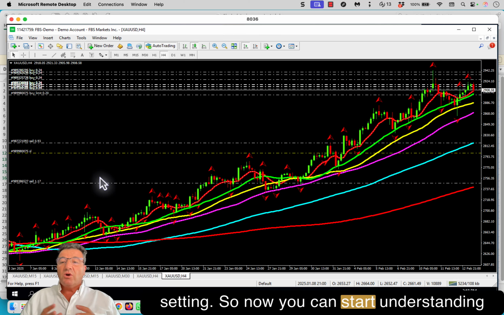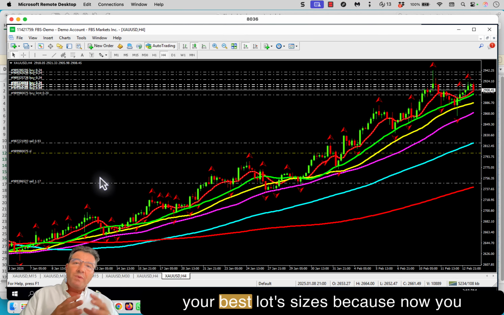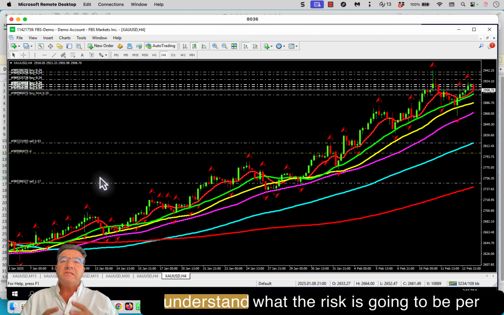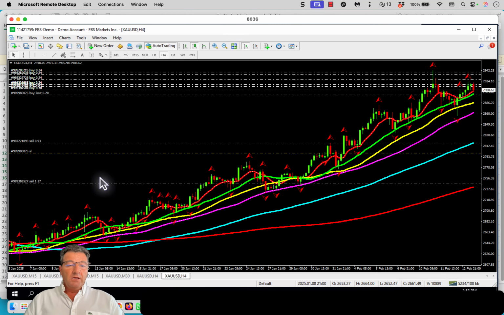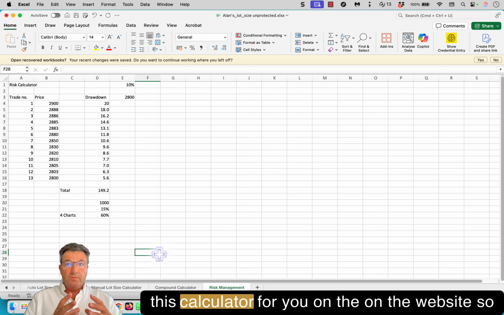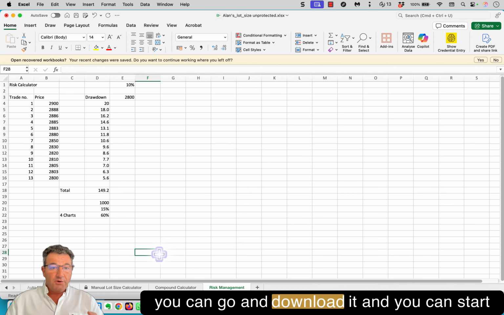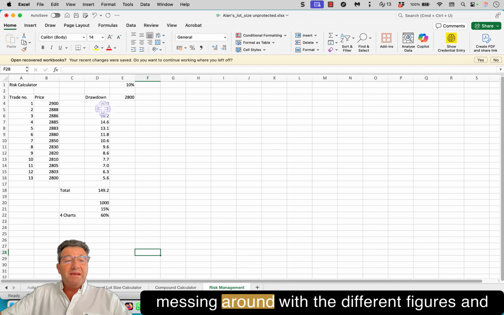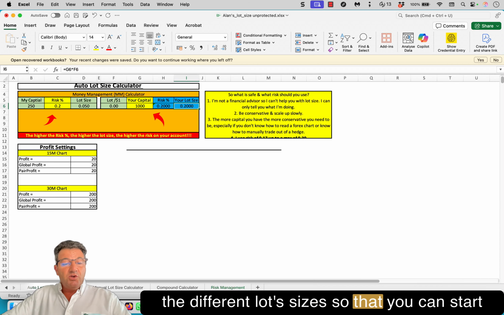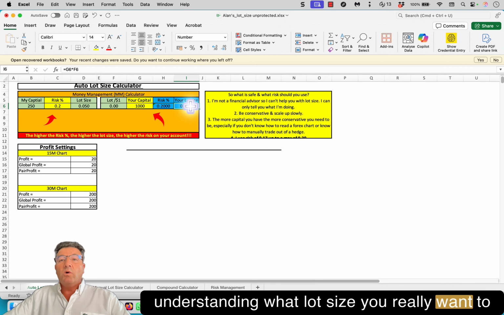So now you can start understanding how to choose your best lot sizes, because now you understand what the risk is going to be per trade. So what I'm going to do is leave this calculator for you on the website. So you can go and download it, and you can start messing around with the different figures and the different lot sizes so that you can start understanding what lot size you really want to use.